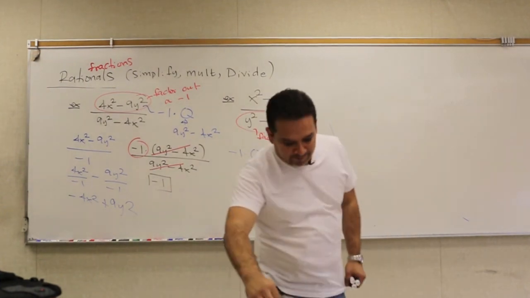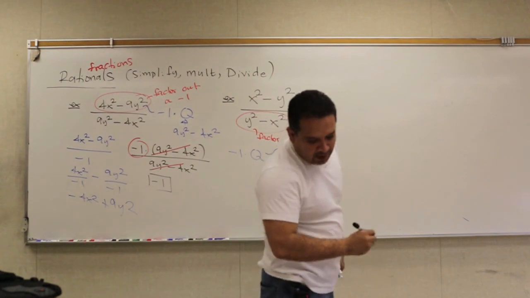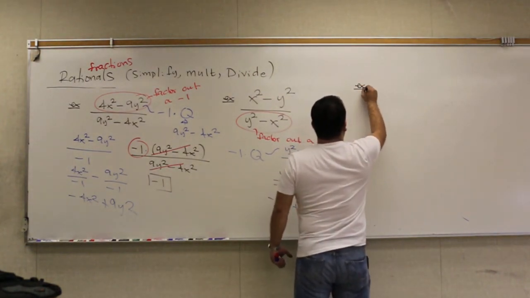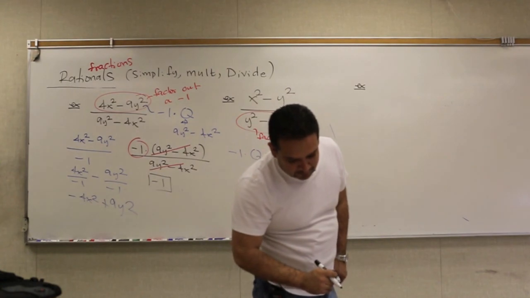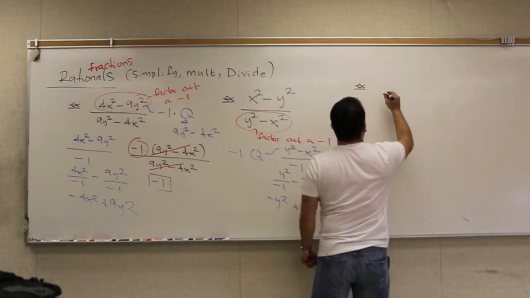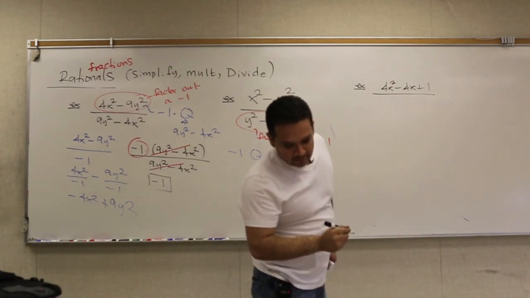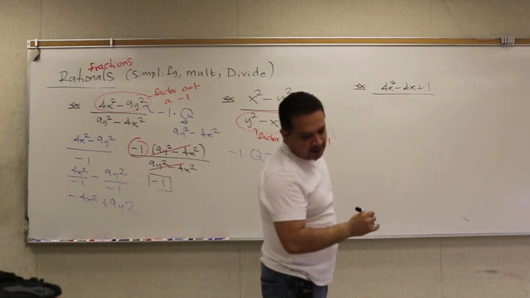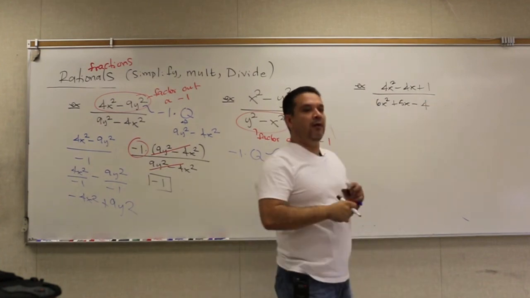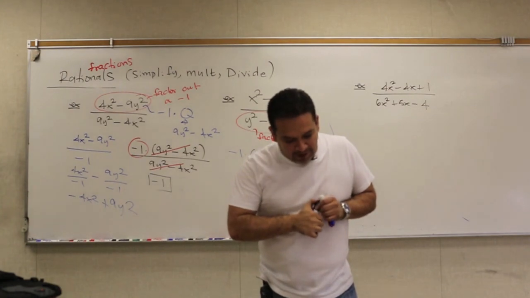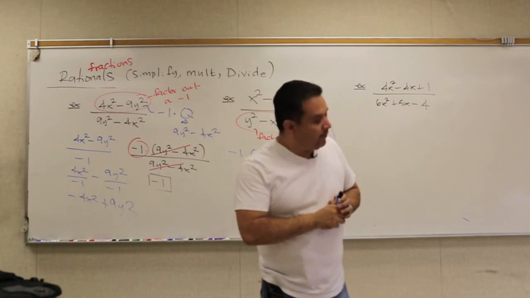In my mind, what you should really be able to do is something like this. You have a lot of problems here. How about something like 4x squared minus 4x plus 1 over 6x squared plus 5x minus 4? The point I'm making is you simply have to factor and cancel. Factoring is a very big tool, and I hope you spend a lot of time with that.